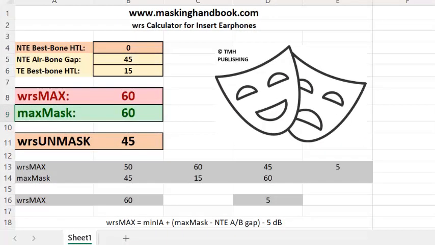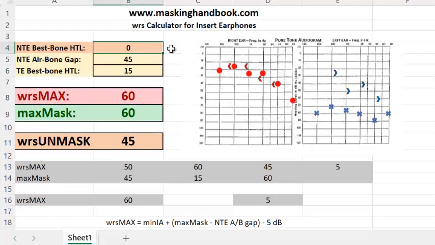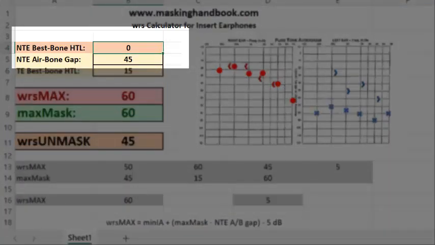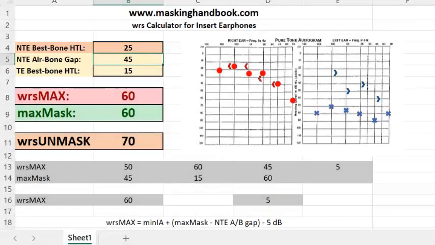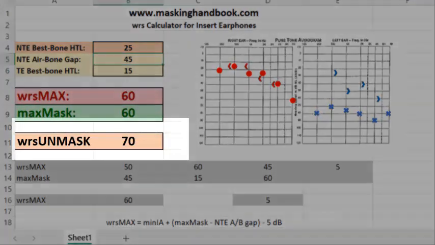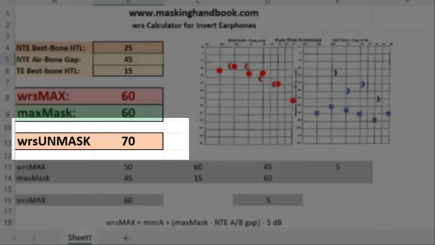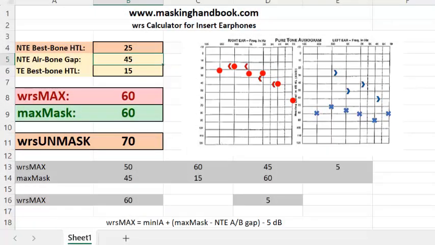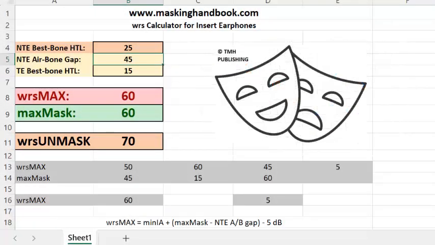So we just add our one single extra piece of information, which is the non-test ear best bone, and that's 25 dB. We'll enter that in. And now we see we have an appropriate unmasked WRS test level of 70 dB. So for some situations, this unmasked approach may work best. It may give you the higher test level, and the whole issue of masking may make more sense.